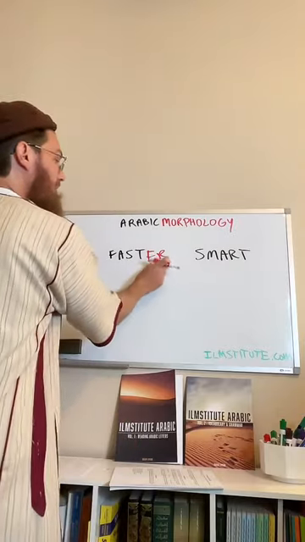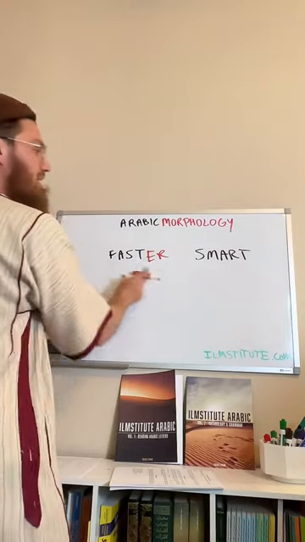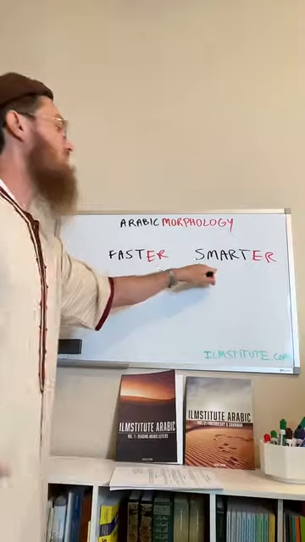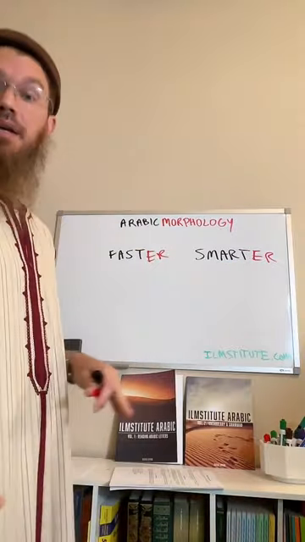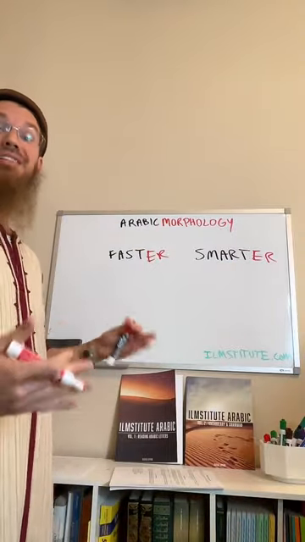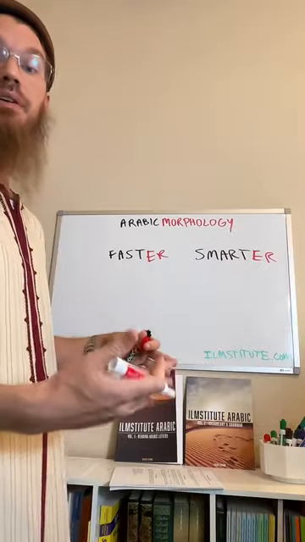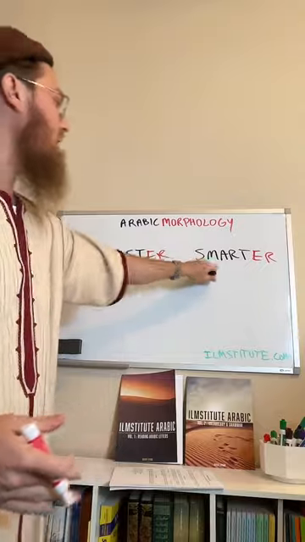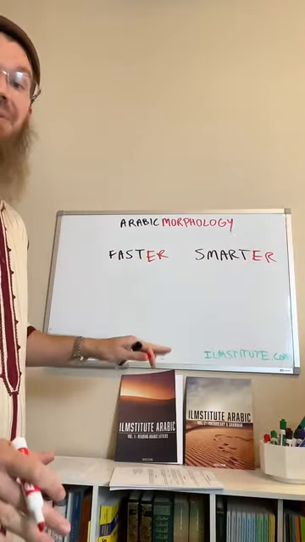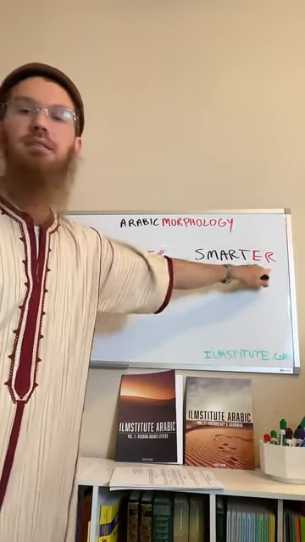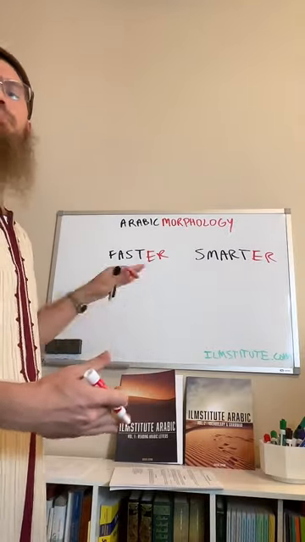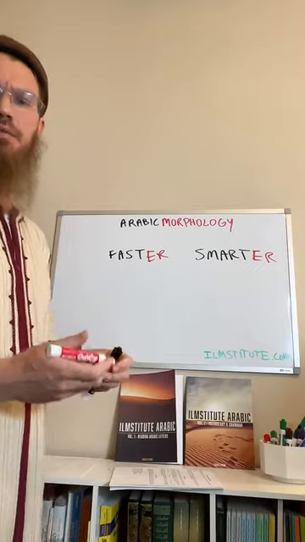And we can take the same addition to fast and add it to smart. Smarter. We know what smart means, to be smart, and we also understand what smarter means. There's a difference. And if you check it out, fast and smart are different words, but the addition had the same effect. It was the same addition, and it had the same effect. Both became comparative adjectives.